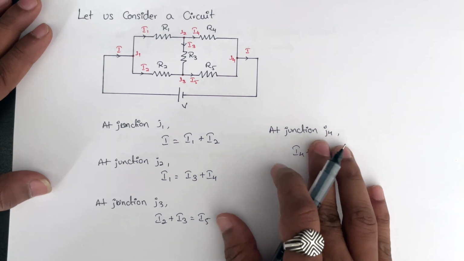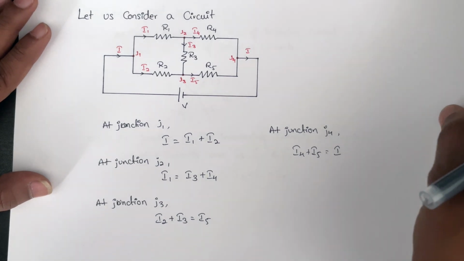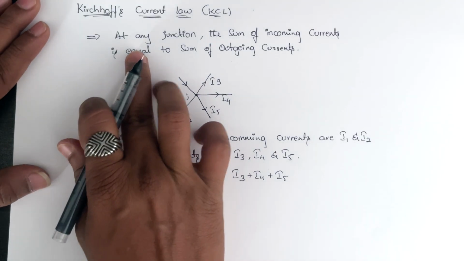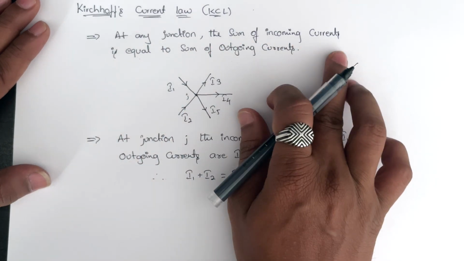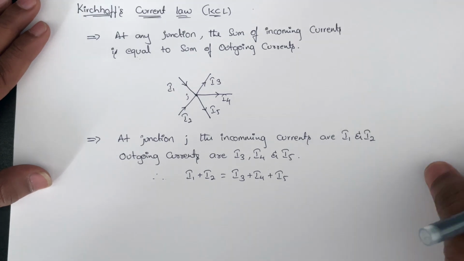Okay. Hope you understood the concept of KCL. You can recall the statement as: at any junction, the sum of incoming currents is equal to the sum of outgoing currents. That's what KCL states.